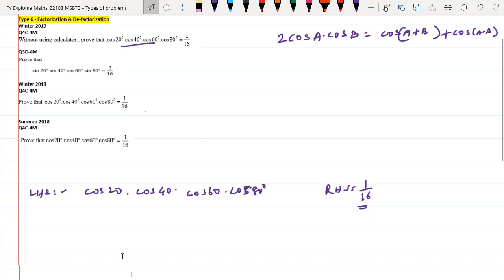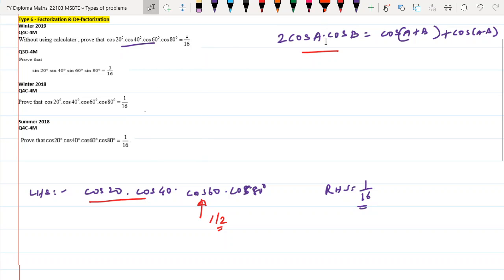If you see the pattern here, this matches, since it's cos and cos and cos and cos, so we have to apply this formula. And the beauty is there are 4 cos terms, and for one of them you know the value: cos 60 is equal to half, so you don't have to worry about that. That leaves you with 3 terms, cos 20, cos 40, and cos 80, and you have to solve that.